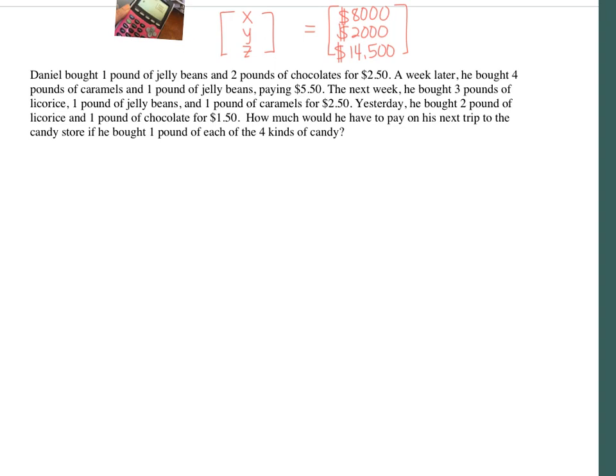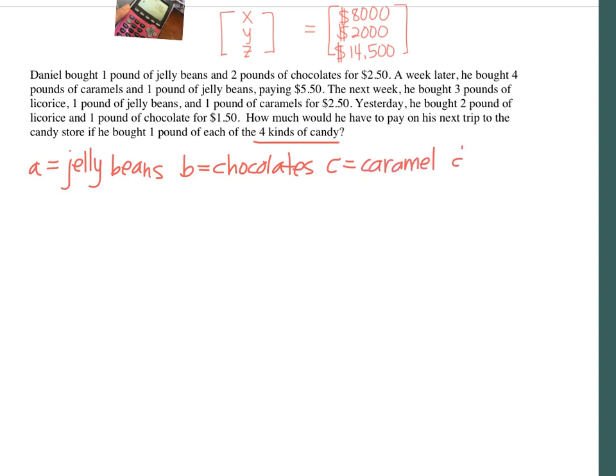All right, we've identified our variables, 4 kinds of candy. So you can do A, B, C, D, however you want to do that. I'm going to say A are the jelly beans, B are the chocolates, C for caramel, and D for the licorice.